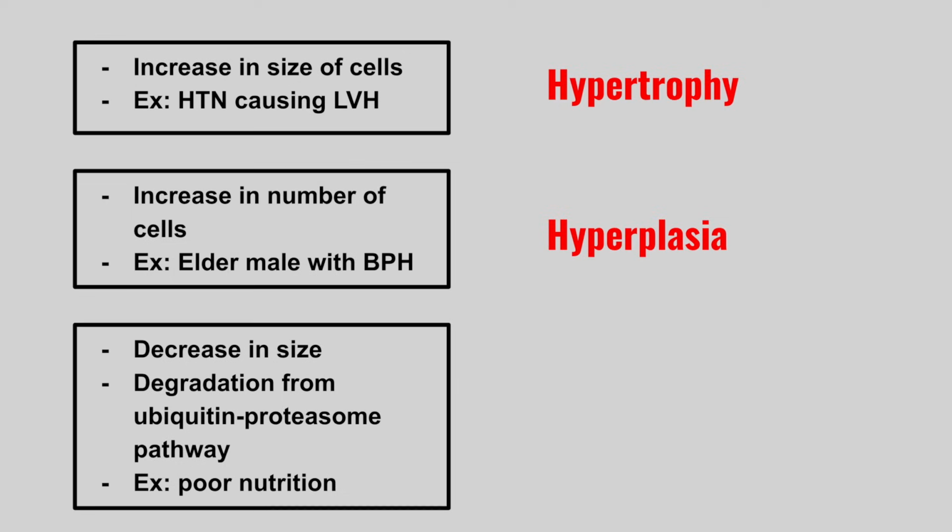This is hyperplasia. Now we have a decrease in size from degradation from the ubiquitin proteasome pathway. An example of this is poor nutrition. This is atrophy.